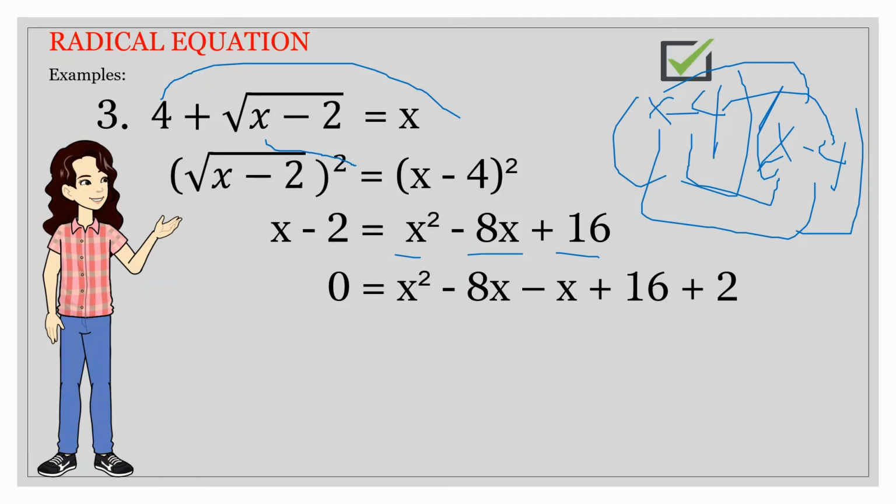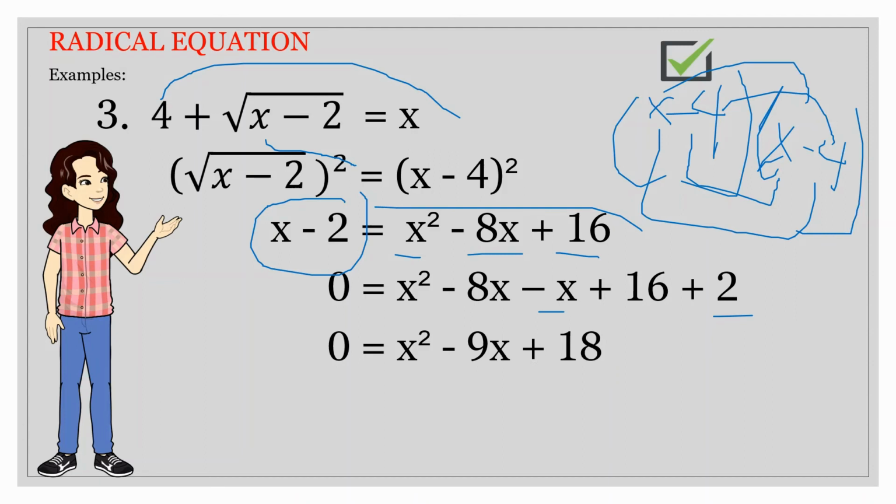After that, we need to transpose x minus 2 to the right side. So we write 0 is equal to x squared, copy, minus 8x. Positive x becomes negative x, plus 16, then negative 2 becomes positive 2. Combine like terms. So we have 0 is equal to x squared, minus 8x minus x is negative 9x, then 16 plus 2 is 18.